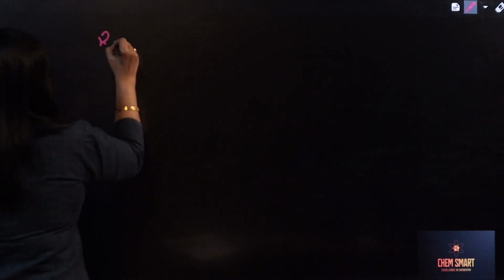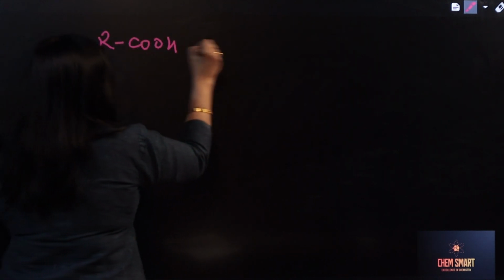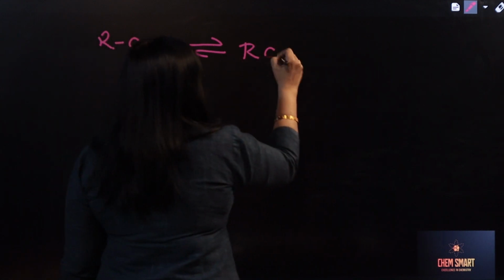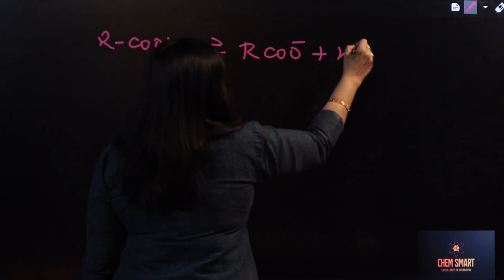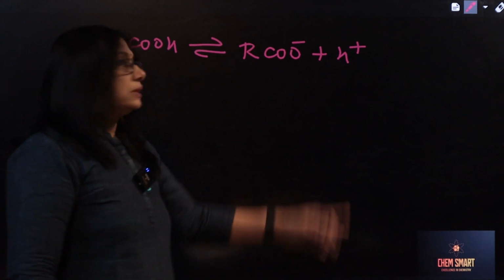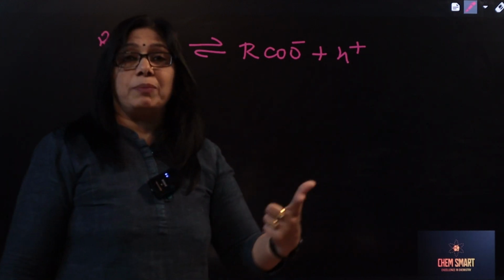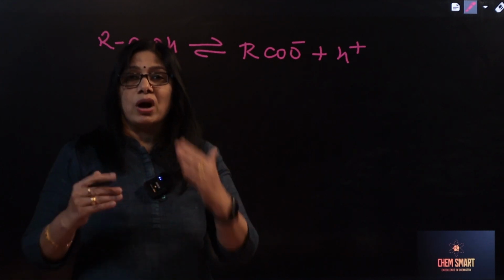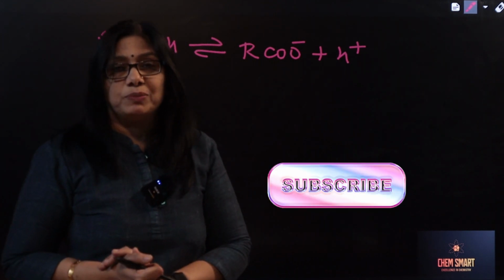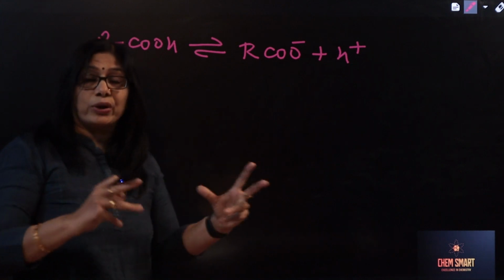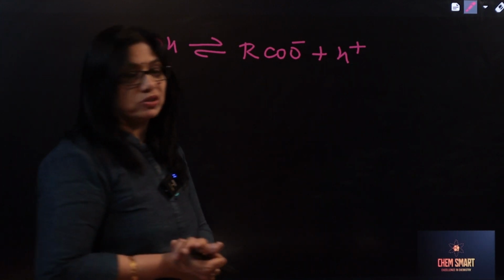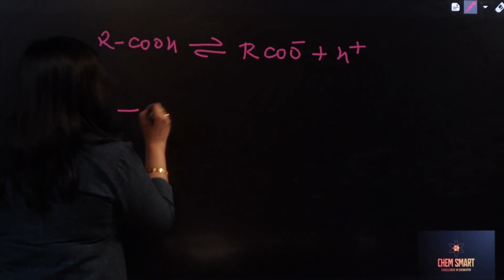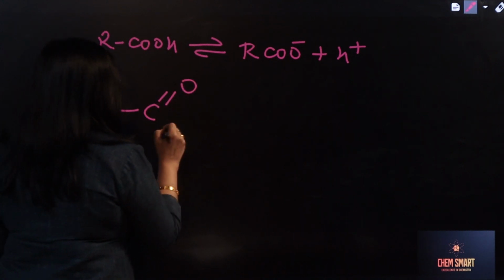Let's see what is happening in carboxylic acid. A carboxylic acid can dissociate to form carboxylate ion and H+. This carboxylate ion is more stable, meaning there is a possible resonance happening in it. So we are going to see what resonance is possible in the carboxylate ion, and that resonance is the reason why it is more stable. So you have to learn this resonance drawing also.